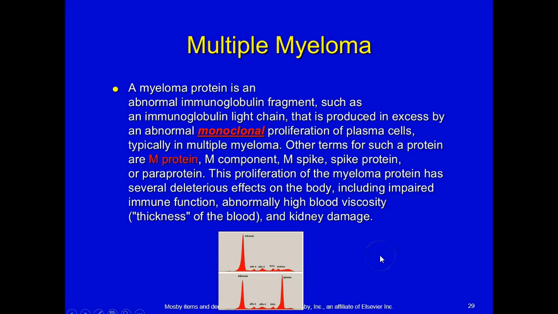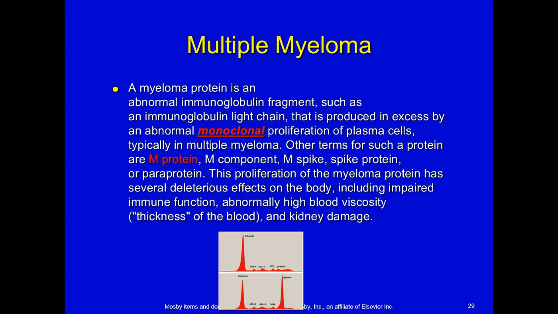Multiple myeloma is another issue where we see monoclonal antibodies that are actually produced by the human body. A myeloma protein is an abnormal immunoglobulin fragment, such as an immunoglobulin, that is produced in excess by an abnormal monoclonal proliferation of plasma cells. Hopefully in hematology you learned that plasma cells secrete antibodies. They're B cells that just secrete tons of them. In multiple myeloma, you have an abnormal monoclonal proliferation of those plasma cells. And what we find in testing is a protein called an M protein or an M spike.